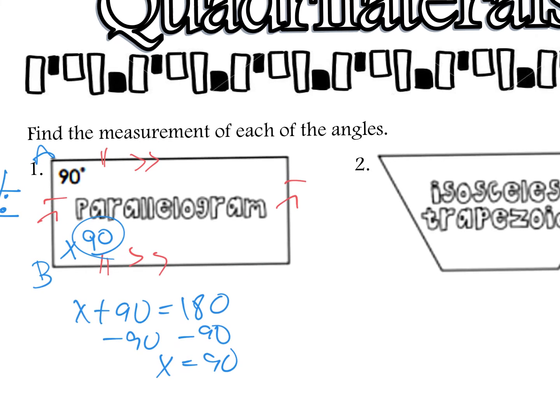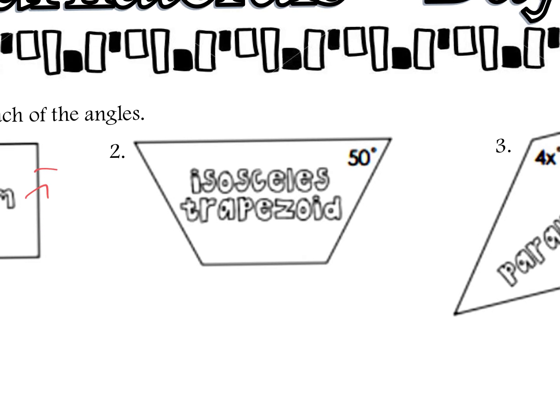All right, let's look at number 2. This is an isosceles trapezoid. Isosceles means that two sides are the same. And we're trying to figure out what all the angles are. So I know base angles are the same, so that's 50. These two are the same. I also know that these two will be the same. So now I've got to figure out those two angles.